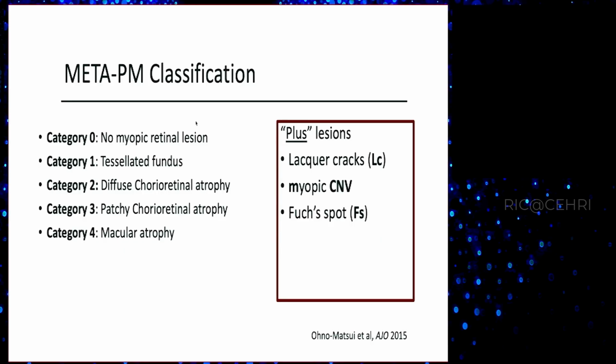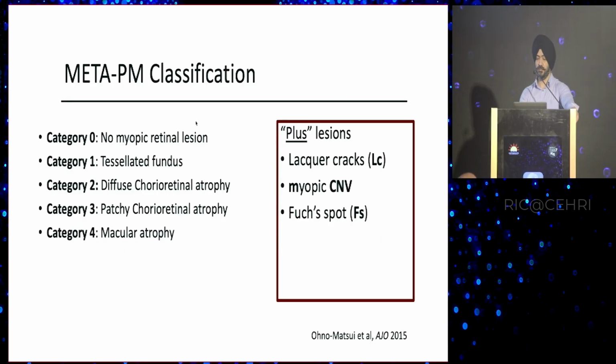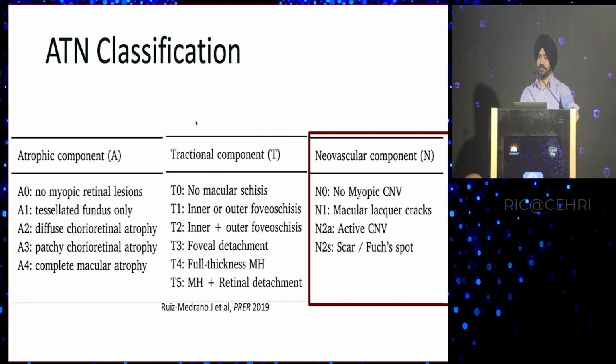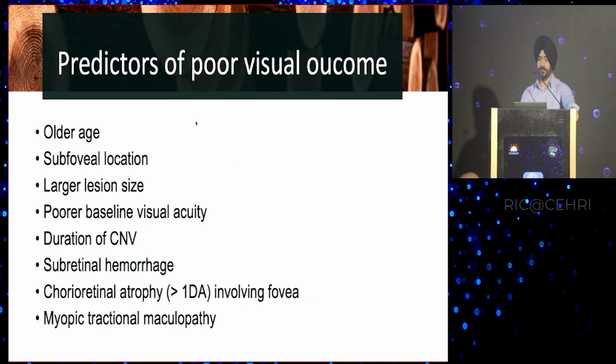So we've seen through the META-PM and the ATN classifications that the neovascular component is now identified as a separate entity, and it can be associated with atrophy and traction. So what are the predictors of poor outcome? Older age, as we understand, because of the choroidal atrophy, subfoveal location, larger lesion size, poor baseline visual acuity, and the duration of CNV are the significant factors.